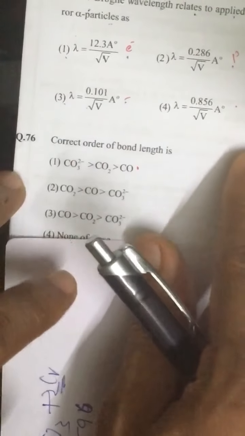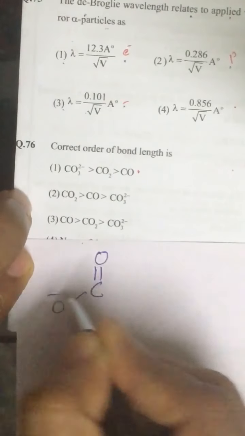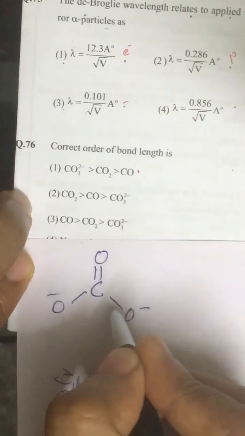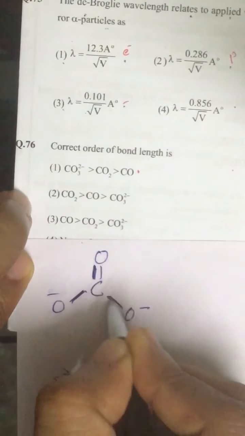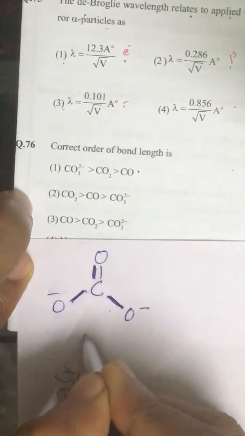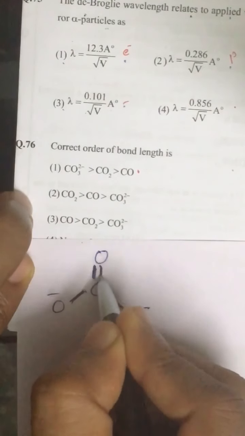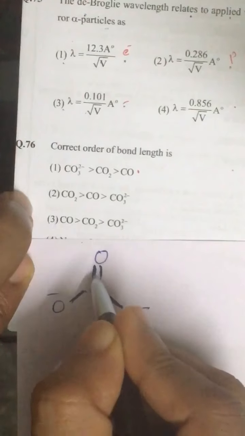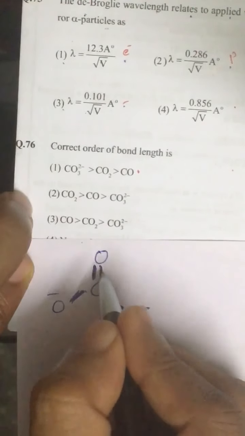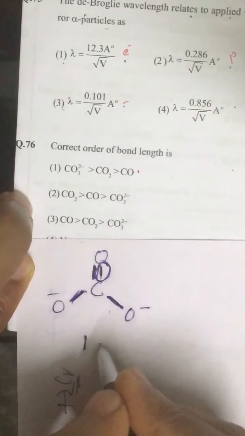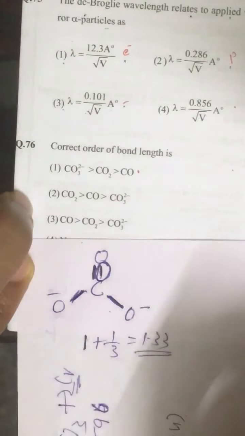Question number 76. In carbonate ion, the bond order is calculated as follows. For polyatomic species, a single bond order is taken as 1, and due to this there is one pi bond, and this pi bond can exist with this sigma or this sigma in resonance. So the contribution of this pi bond is 1 by 3, so it is 1.33 bond order.